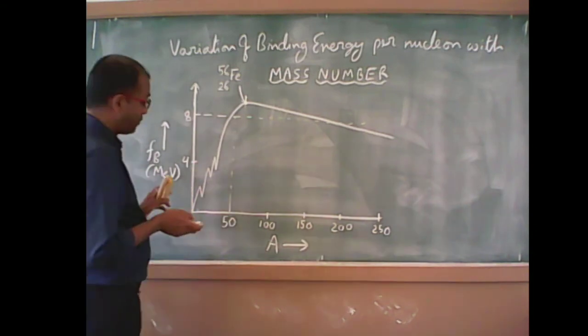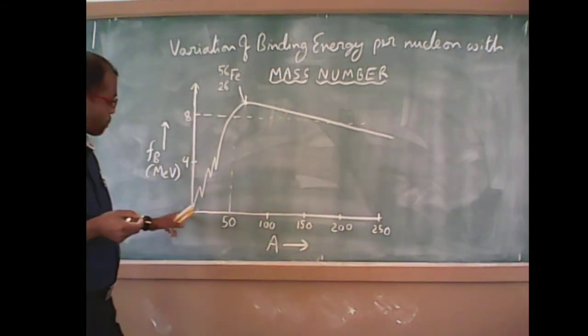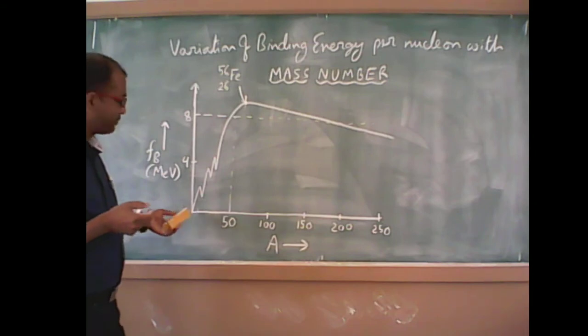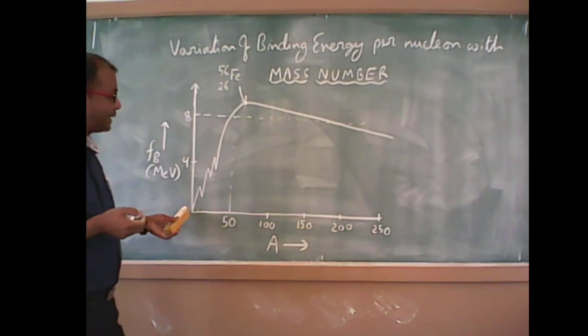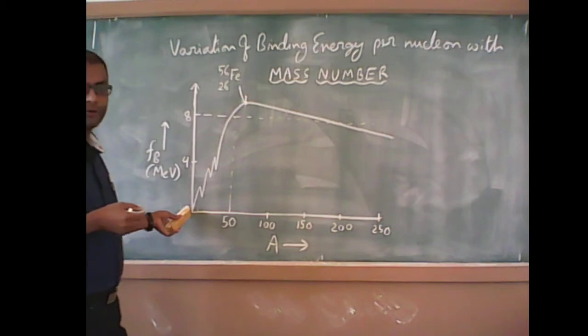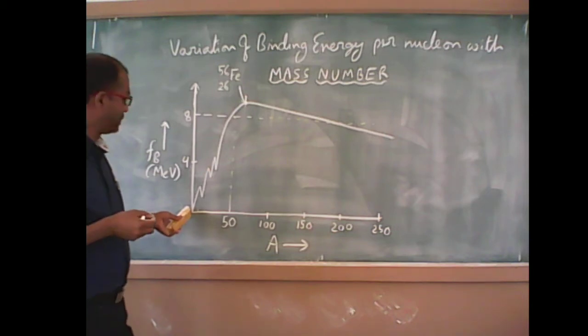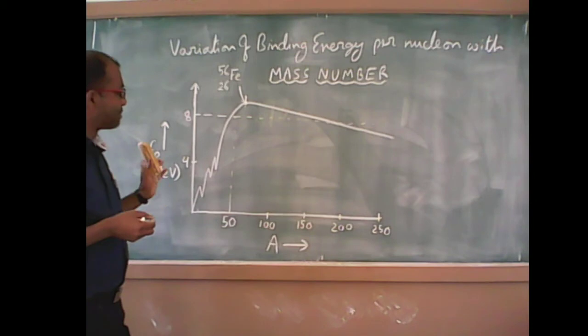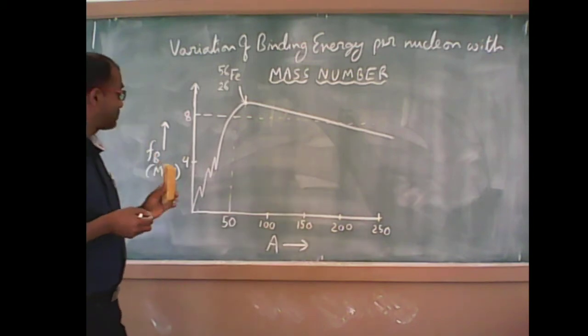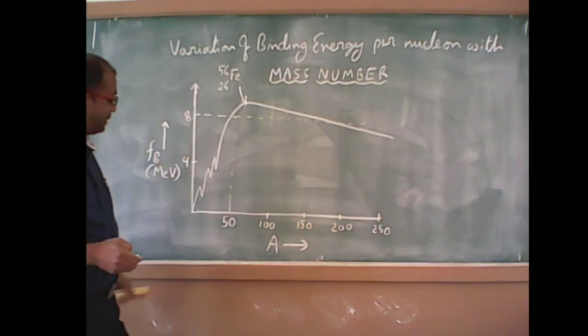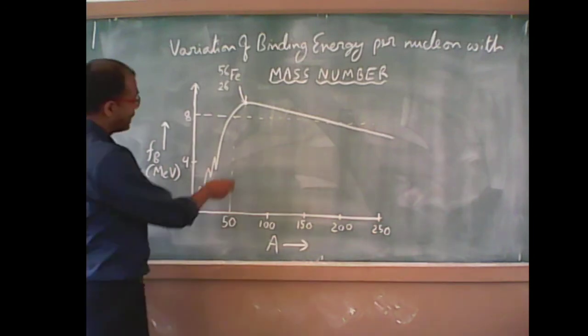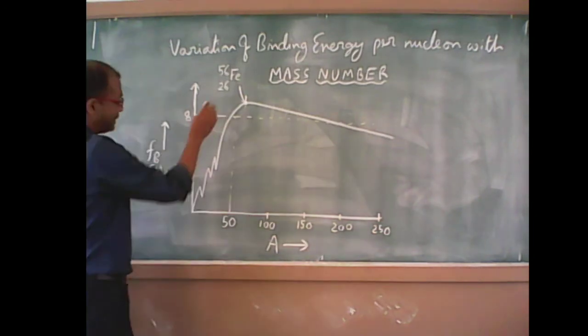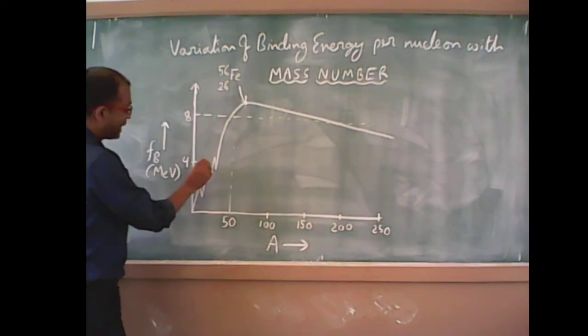For all mass numbers, or rather for all nuclei, the binding energy is positive. That simply means that for all nuclei, we need to supply some amount of energy to break them up. That means the nucleus is a stable entity. Then, for lower mass numbers, till around 60 to 70, there is a sharp rise in the binding energy per nucleon. The rise is very sharp.